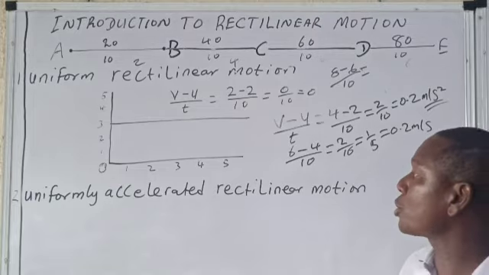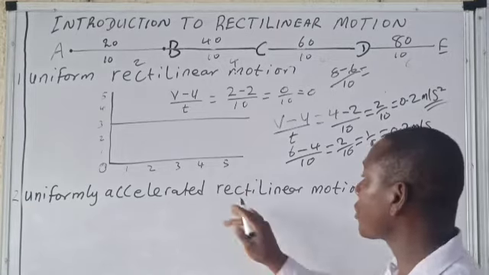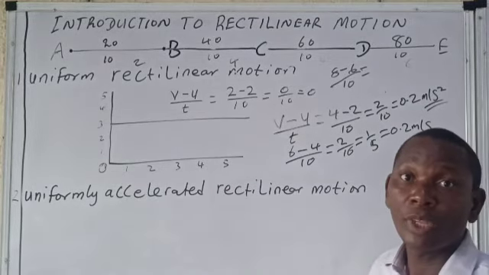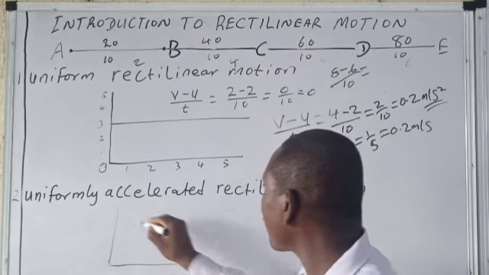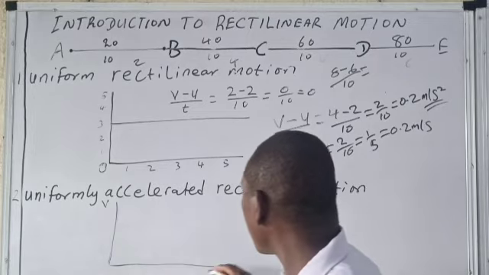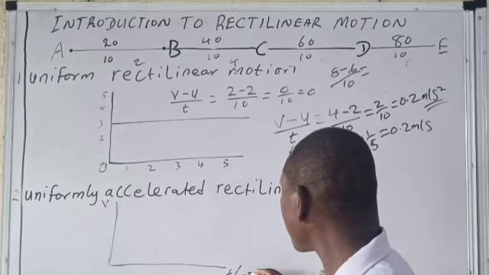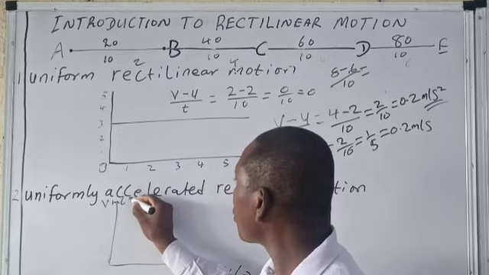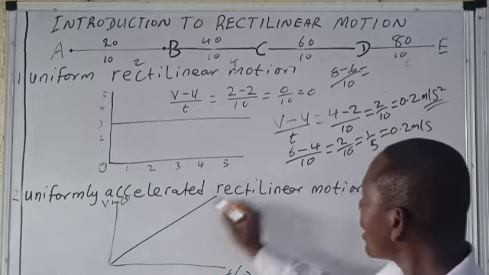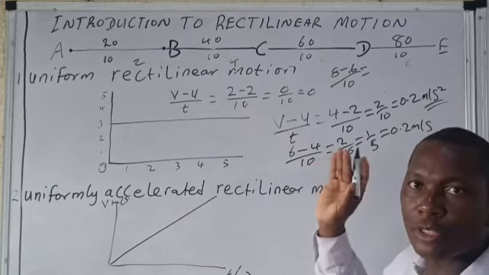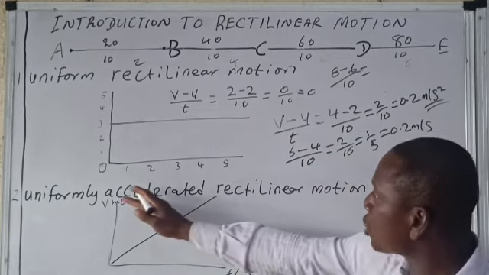And before we talk about the final one, how does the graph of uniformly accelerated rectilinear motion look like? If you want to plot the velocity-time graph, time is in seconds, velocity is in meters per second. You notice that the velocity is changing. You have a straight line through 2, 4, 6, 8. Velocity is changing per time.